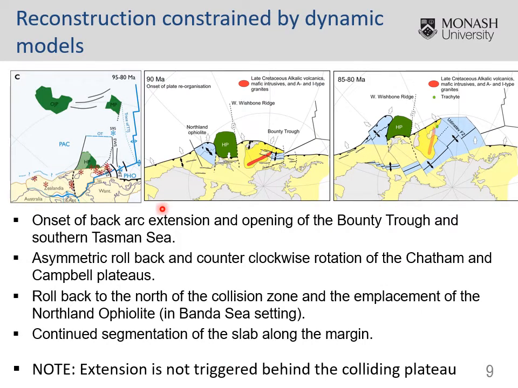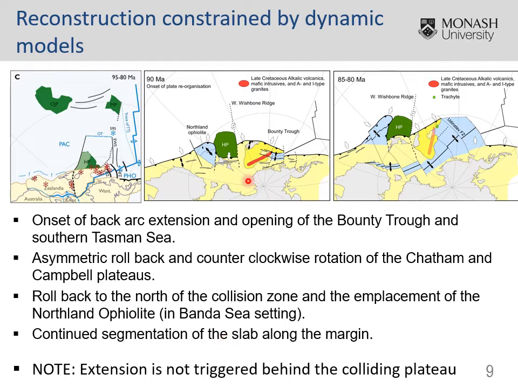In this stage of the model, between 90 million years and 80 million years, what we illustrate is the opening up of the Tasman Sea in response to the rollback of the South Island as it rifted off the margin of East Gondwana. We would argue that this is an asymmetrical rollback event of the Chatham and Campbell plateaus, and at the same time, to the north, there was also a rollback of the margin of East Gondwana, and this opened up a Banda Sea type setting in which the Northland ophiolites are preserved.